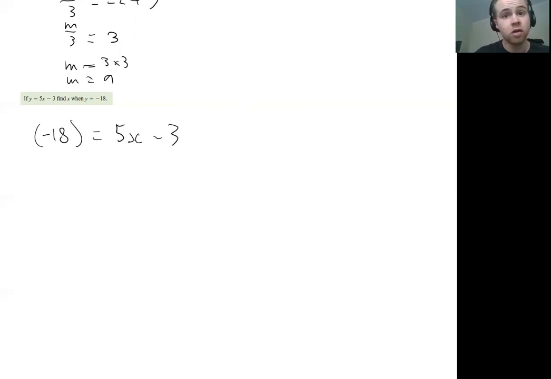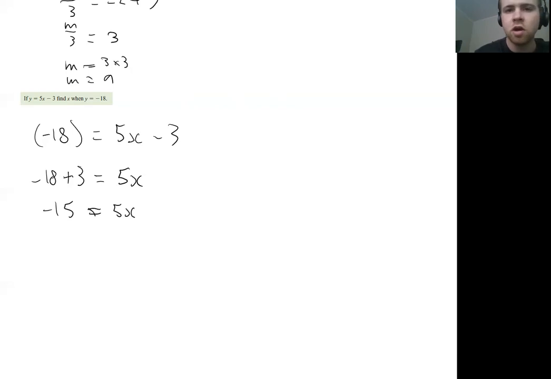Now we can just get rid of those brackets straight away because there's no other thing attached to that minus 18. So we've got to think, we want to get x on its own to find out what x is. First thing we're going to move across is the minus 3. Reverse BIDMAS order again. So it becomes minus 18 plus 3, because it becomes opposite operation when it moves. And then 5x. So minus 18 plus 3 is minus 15, which equals 5x.